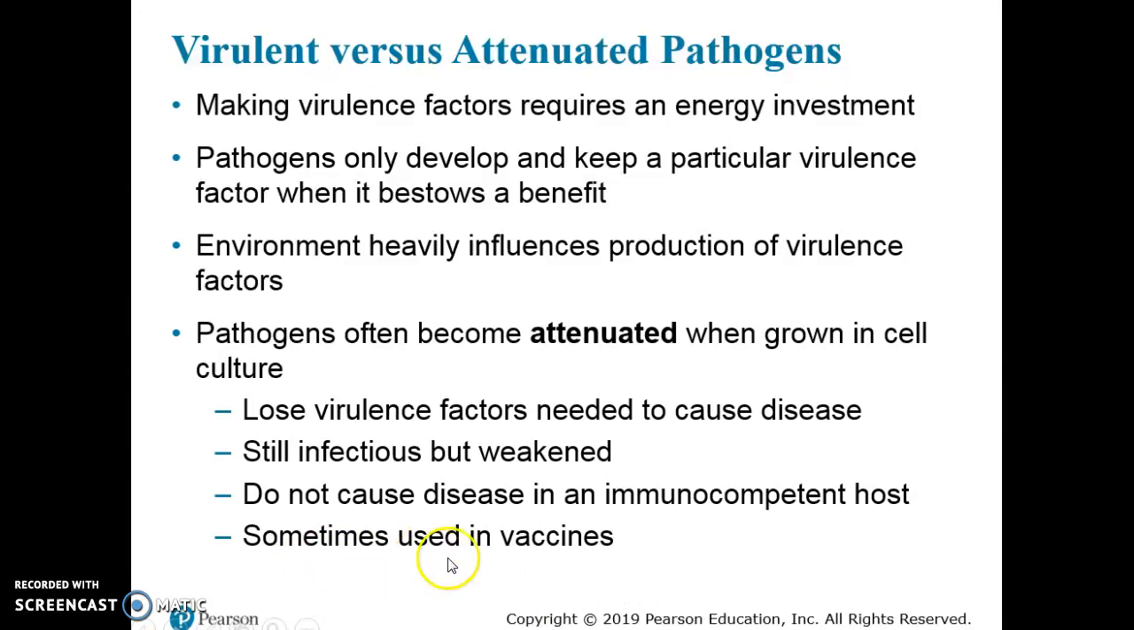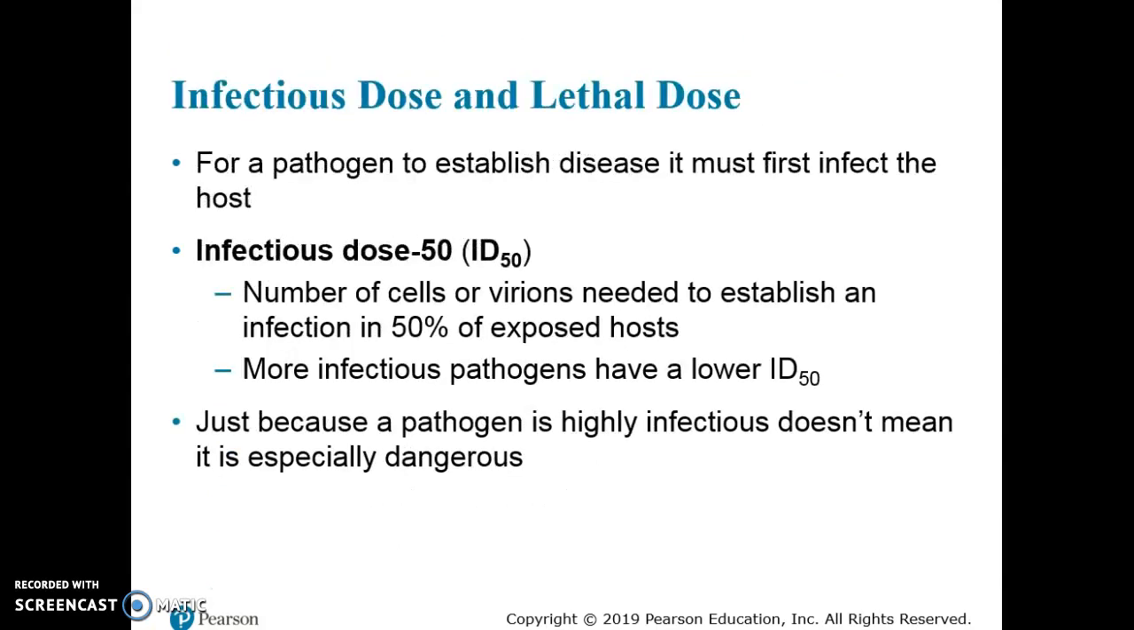All right, and so sometimes these attenuated pathogens are actually used in vaccines. Why? Because they're still infectious, so you intentionally get injected with this. They replicate a little bit, but the immune system is able to stay on top of the infection and clears it out, and in that process you get a very, very good immune response to that pathogen.